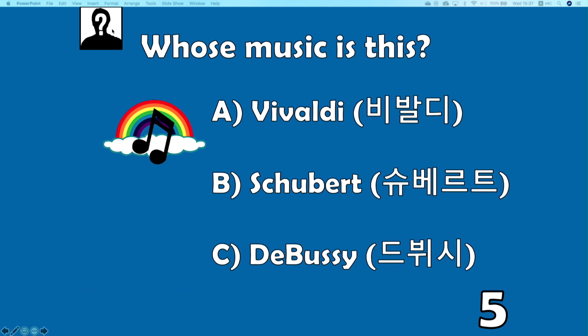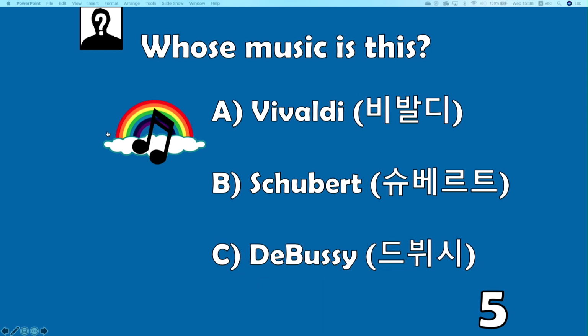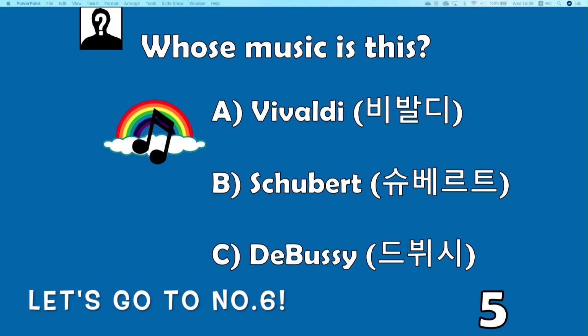Listen first. Whose music is this? A. Vivaldi, B. Schubert, C. Debussy. Write the alphabet or composer's name. Let's go to number 6.